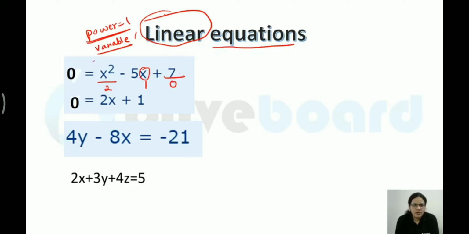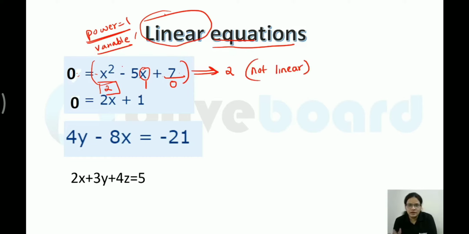So if I talk about the overall equation, because there is an equal to sign, what is the maximum power? 2 is the maximum power. So this has a power of 2, so it is not a linear equation. Are you getting it? The maximum power of any variable should be 1. That is the basic definition. I think it is clear.